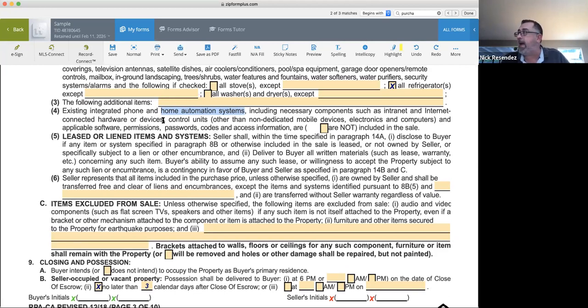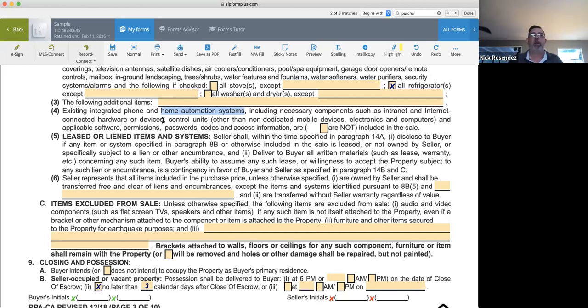Now, I'm looking around my house right now. I have this little dongle that attaches to my internet connected device, and it controls my ceiling fans. And that's home automation, right? Or those new learning thermostats. Are those included? Yeah, I would say those are probably included in the sale.